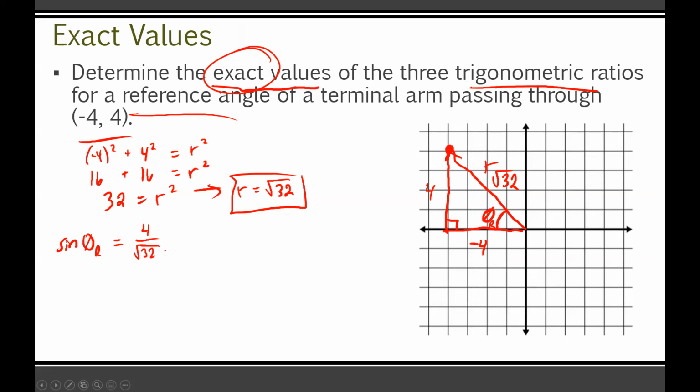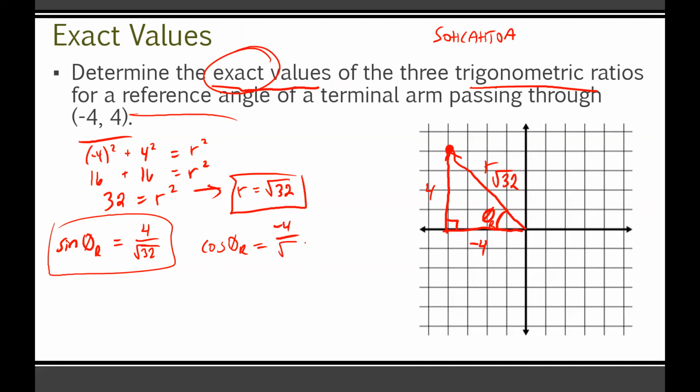That's it. You don't have to go any further than that. It's an exact value of a trig ratio. You just leave it as a ratio. In other words, leave it as a fraction. That's all you got to do. Next one, cosine. Cosine theta r is adjacent over hypotenuse from SOHCAHTOA. Maybe I should even write that at the top there. SOHCAHTOA. So adjacent is going to be -4 over hypotenuse is root 32. There it is. Done. So if you see a question like that, you just use SOHCAHTOA and you're done there, right?